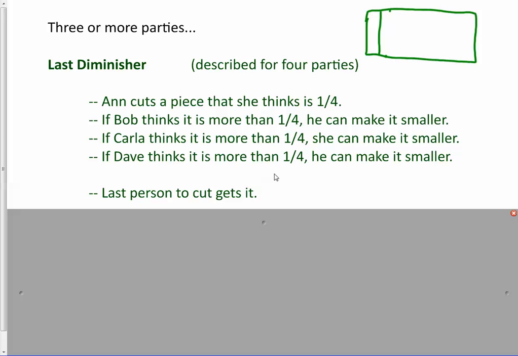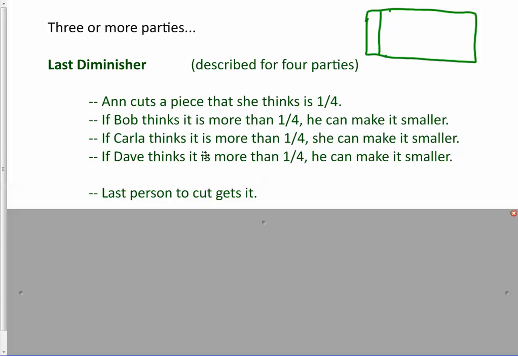Now if you think about it, Dave will definitely get, since he cut it, he brought it down to 1/4, or at least he didn't bring it down to less than 1/4. So we know Dave's getting a piece that he thinks is at least 1/4, which would be his fair share in this case.